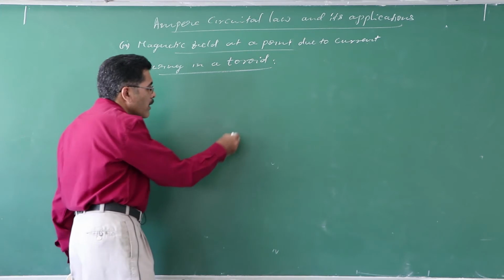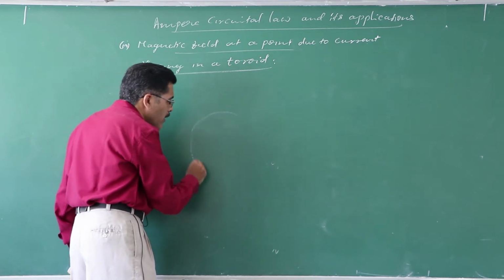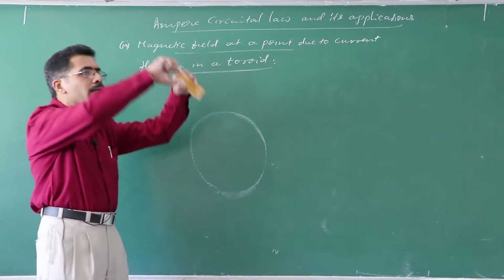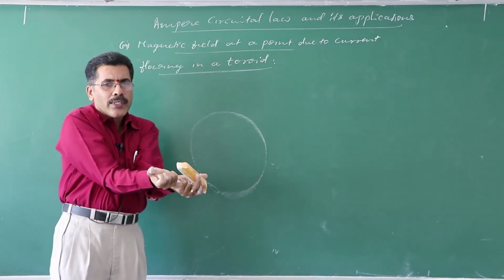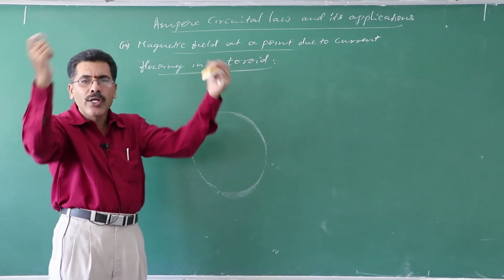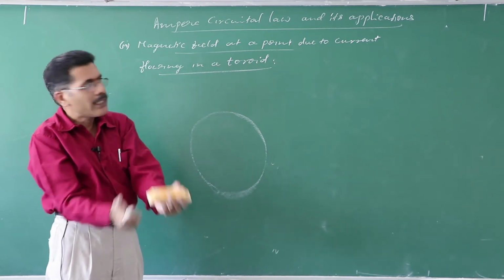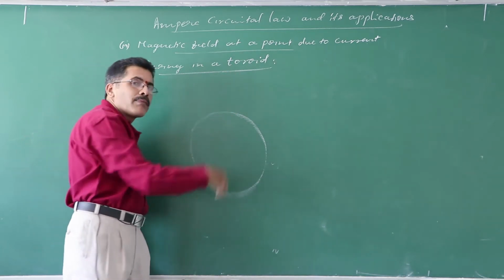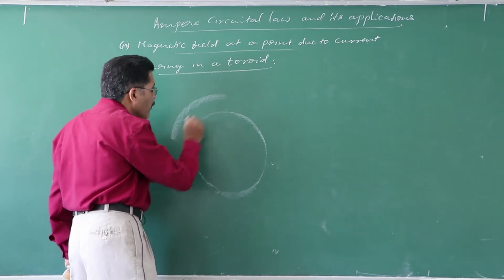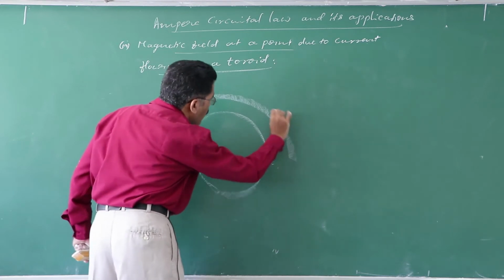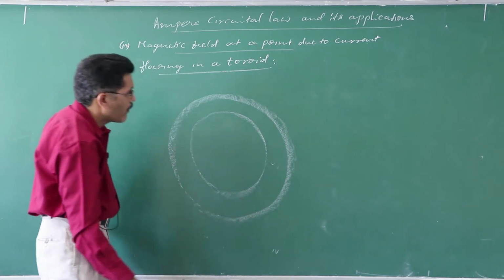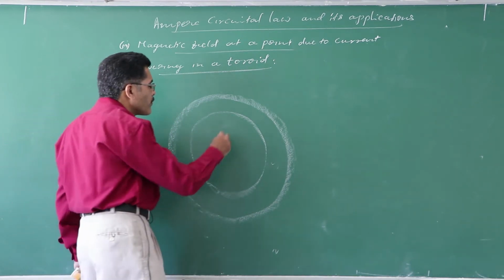What is a toroid? A toroid is an endless solenoid. If the ends of the solenoid are joined together, it becomes a ring. Then it is called by a special name, toroid. See, this is a toroid.